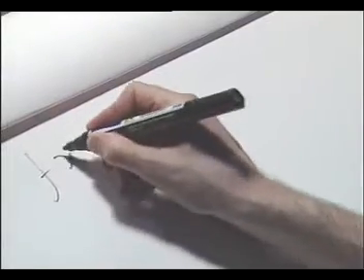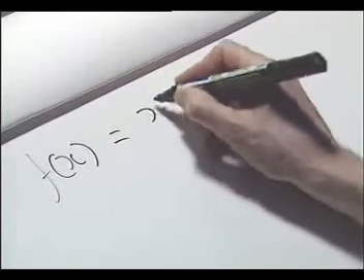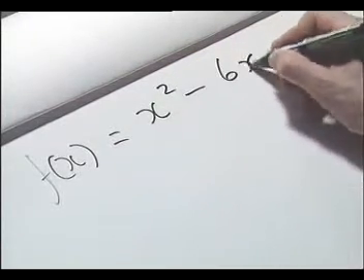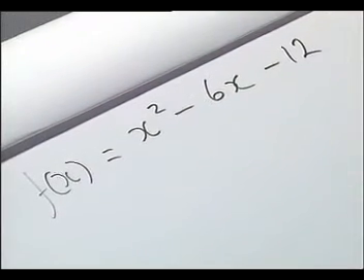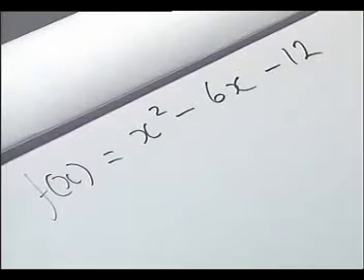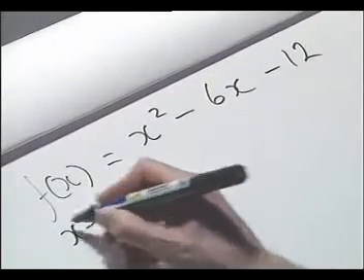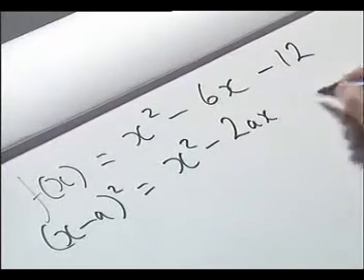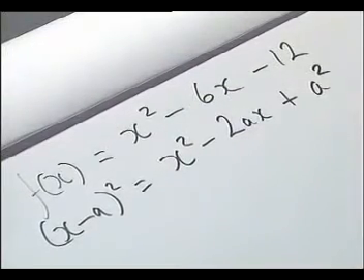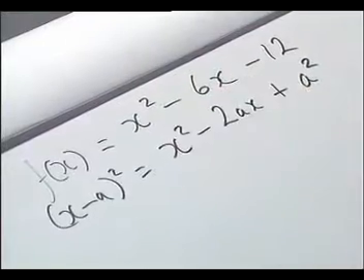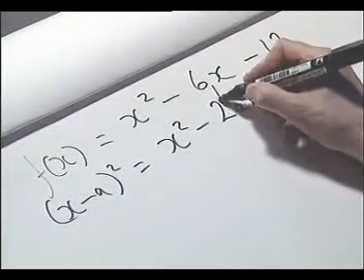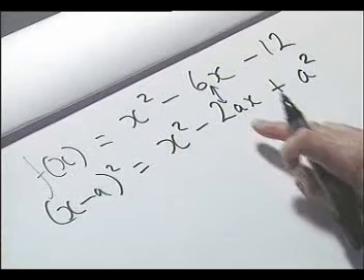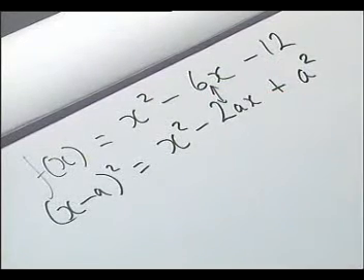Let's take a second example. Our quadratic function this time, f of x is x squared minus 6x minus 12. Got a minus sign in here, so let's line this up with the complete square, x squared minus 2ax plus a squared. The x squared terms are the same, and we want these two to be the same as well. That clearly means that 2a has got to be the same as 6, so a has got to be 3.